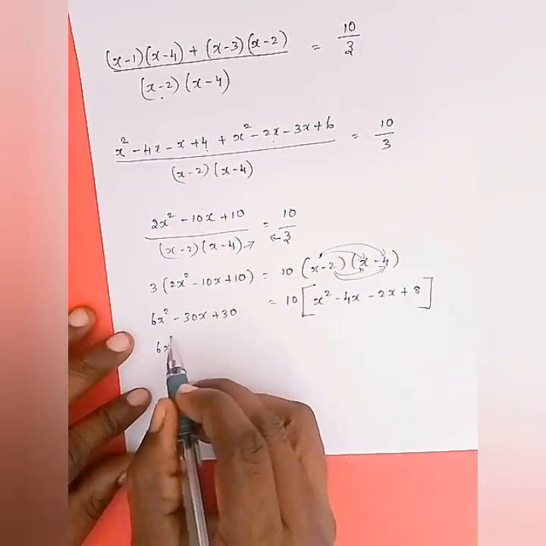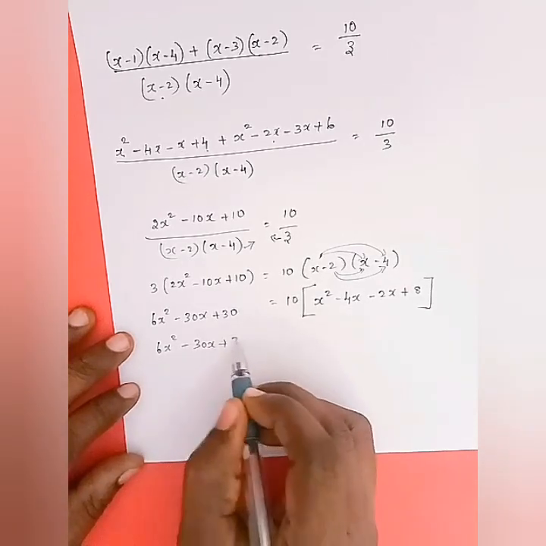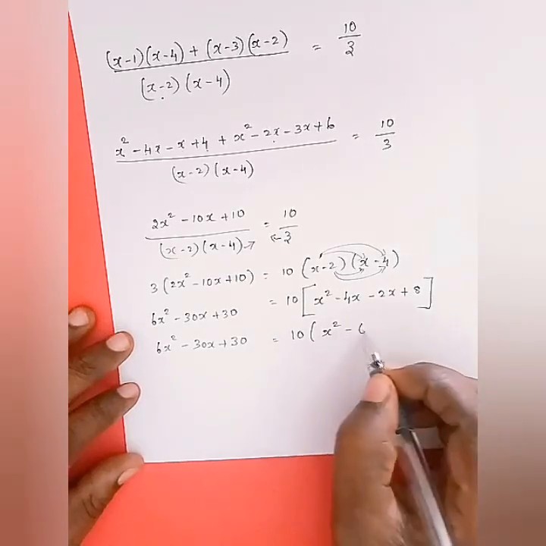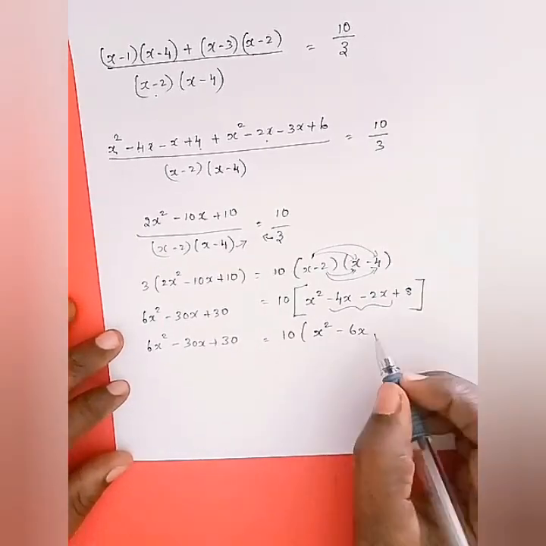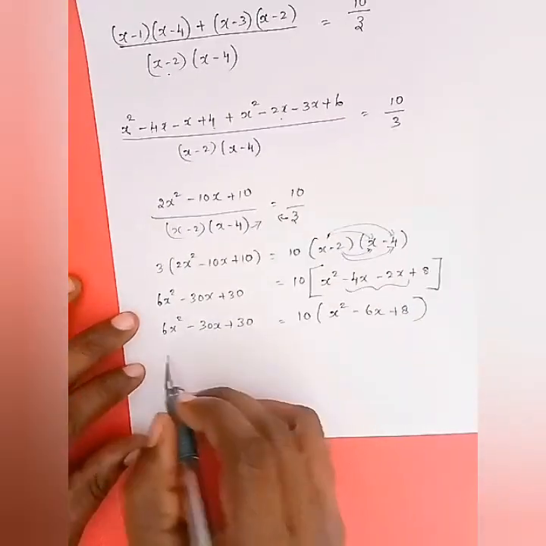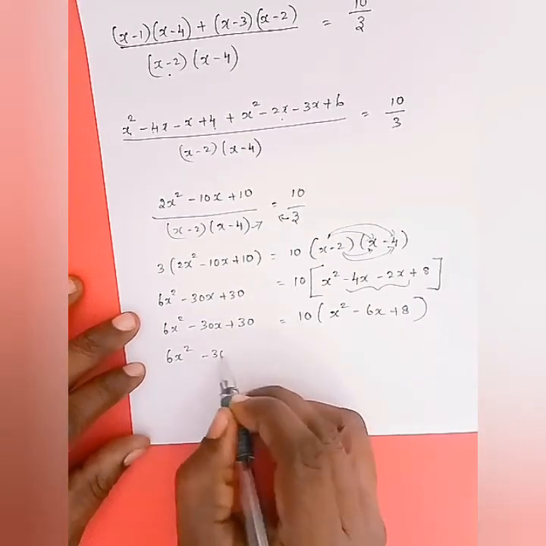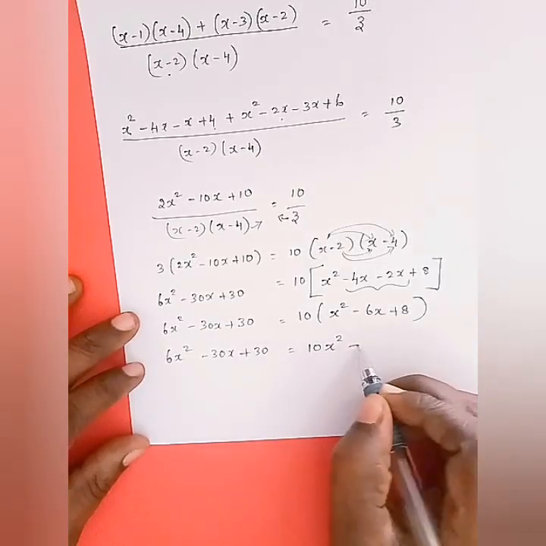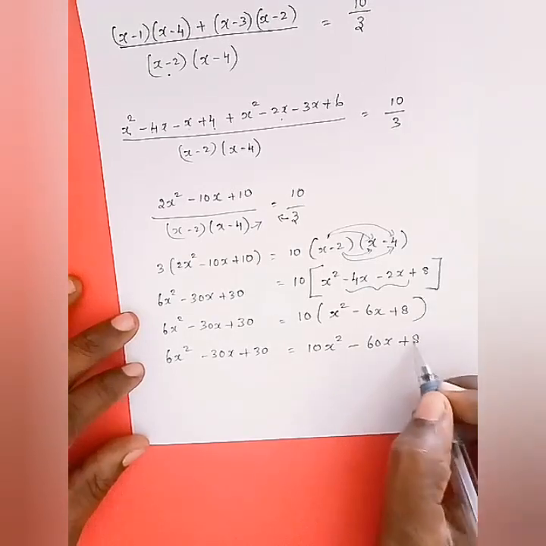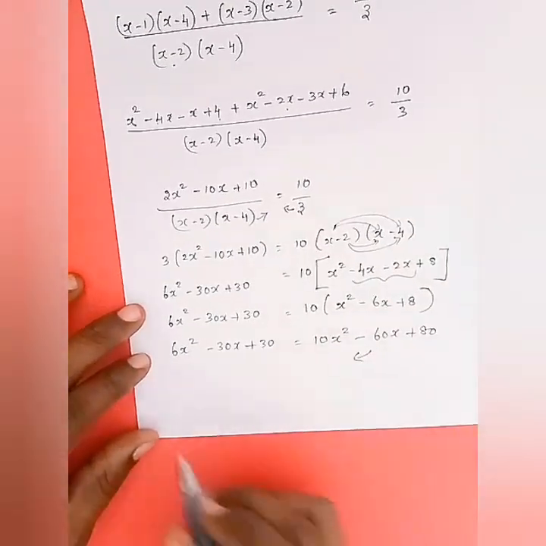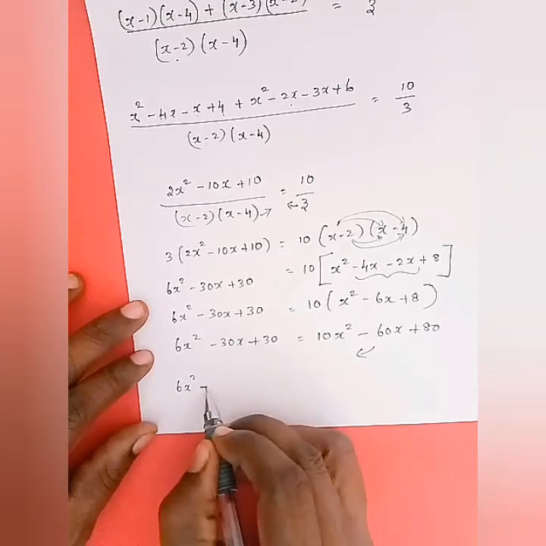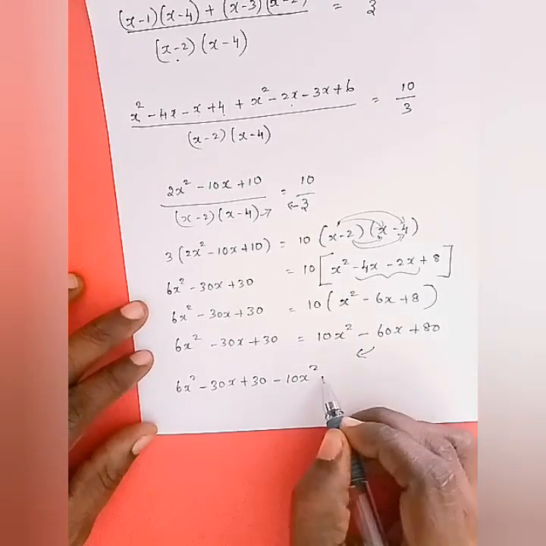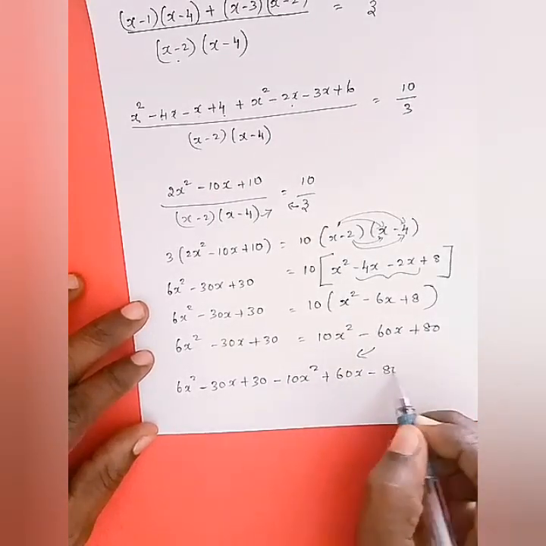That is 6x square minus 30x plus 30 equal to 10 into (x square minus 6x plus 8), if you add these two. That is 6x square minus 30x plus 30 equal to 10x square minus 60x plus 80. Now bring all those things to the left hand side. 6x square minus 30x plus 30 minus 10x square plus 60x minus 80 equal to 0.